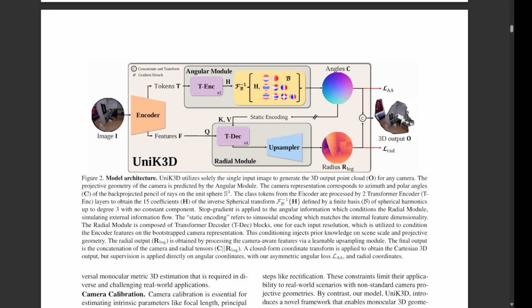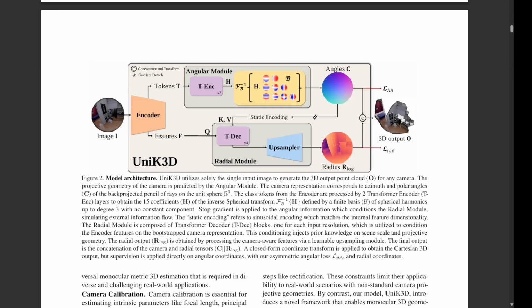Precisely. They tackle the output representation and the input camera modeling simultaneously with these spherical approaches. Okay, let's touch briefly on the architecture. How does the network actually put these ideas together? It uses a fairly modern transformer-based structure, but with specific modules designed for these tasks.